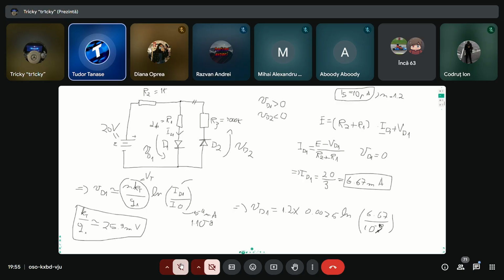Ce faci, calculezi sau? Da. Ai calculat tu? Nu, că nu prea sunt într-o locație unde pot să calculez. Am înțeles.